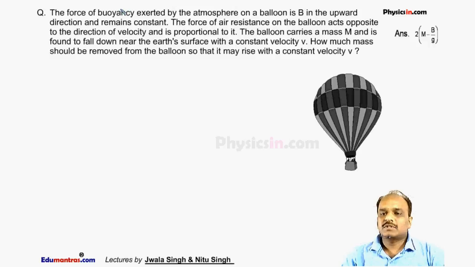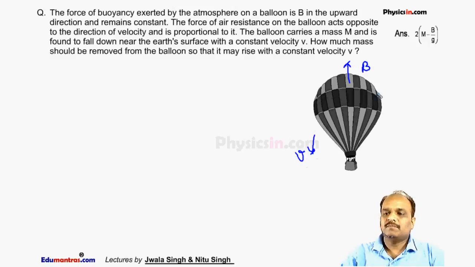Now here is a question based on a balloon. The force of buoyancy exerted by the atmosphere on a balloon is B. This is the buoyant force which is acting on this balloon in the upward direction, and it remains constant. The force of resistance of the balloon acts opposite to the direction of velocity and is proportional to it. This is also called drag force. If the balloon carries a mass m and is found to fall near the earth's surface with constant velocity v, the balloon is going downward with a constant velocity v.